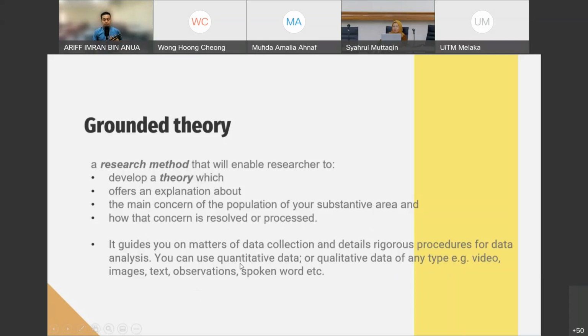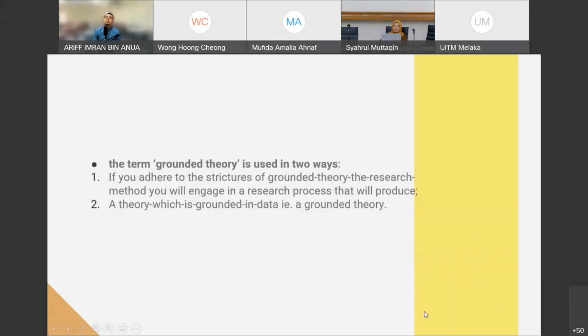You can use quantitative data or even qualitative data, but it should yield a theory. And then, grounded theory is used in two ways. If you adhere to the strictures of grounded theory, the research method, you will engage in a research process that will produce a theory which is grounded in data, that is grounded theory.